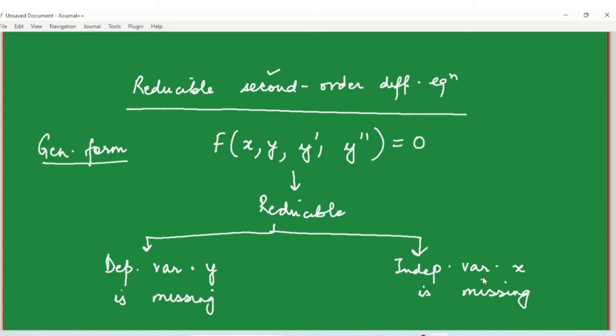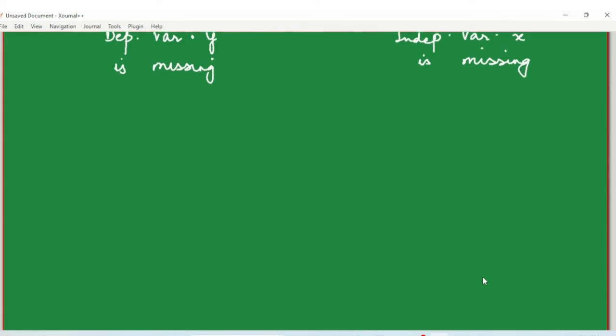So a second order differential equation can be reduced, and it comes in this category of reducible second order differential equations, if either the dependent variable is missing or the independent variable is missing from the equation. So let us learn the technique of solving such equations through certain examples. Let's look at the first example.